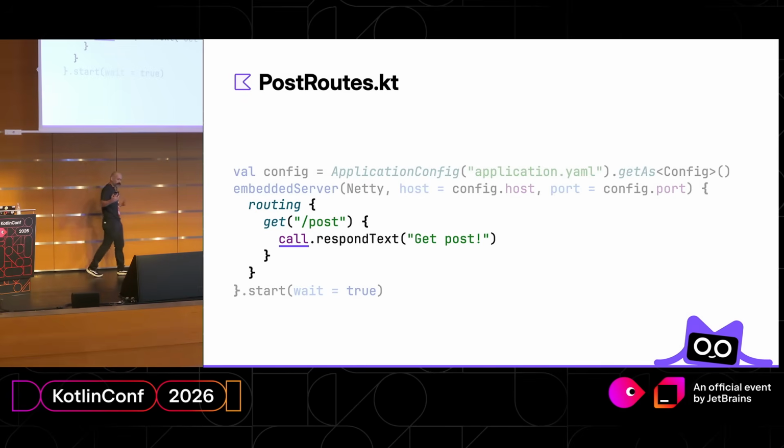So inside of the embedded server DSL, we had the application type available. On the application type, you can create a routing block, and in the routing block, we can create route handlers. And the core of the route handler DSL is the call property, or the application call type, and we can use it to receive incoming requests and to prepare responses for the user. In this case, sending a plain text get post value.